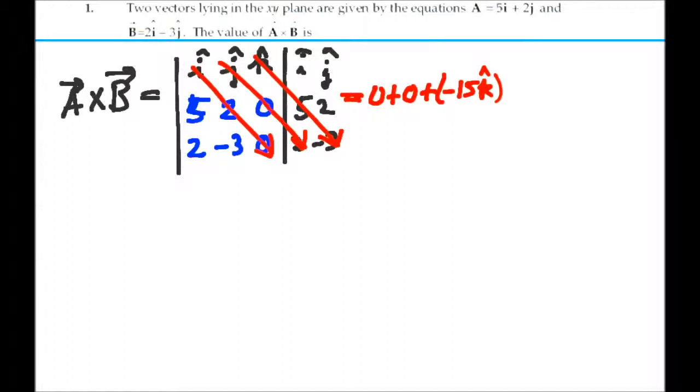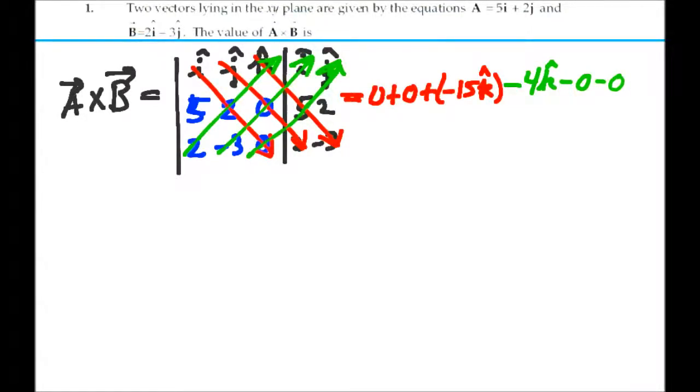Then we subtract these other three diagonals, this one, and this one. From the first one, we're going to have a minus 2 times 2 times k, or 4k. Then we're going to have a minus negative 3 times 0 times i, which is 0. And then we're going to have a minus 0 times 5 times j, which is 0.